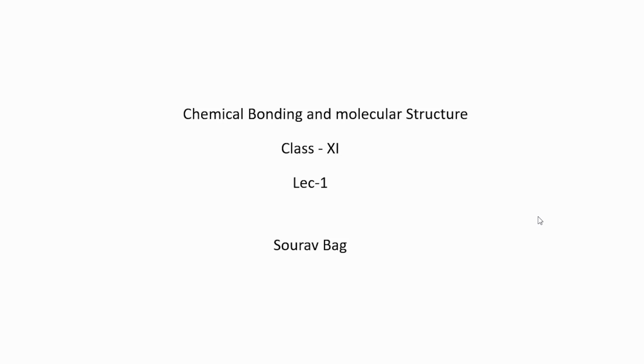Today is the first class of the chemical bonding and molecular structure class. This is the introduction class of chemical bonding for class 11th. In this class, I will start from the basics about molecules and chemical bonds, the covalent bonds and the ionic bonds.